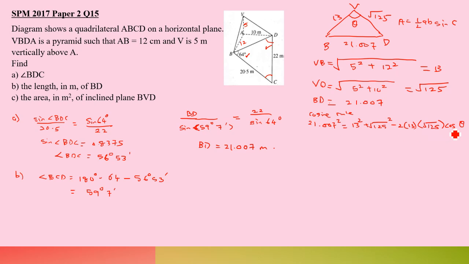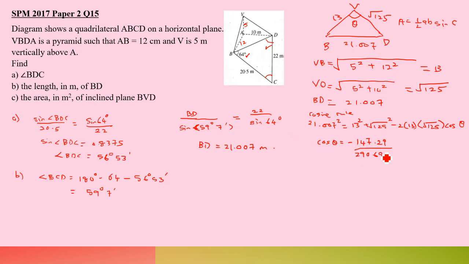I just skip some steps, so you will have cos theta. By bringing it across, you will get negative 147.29 over 290.69. Square, bring it over, so minus, you get this 147. And then 2 times 13 times square root 125, you get this.